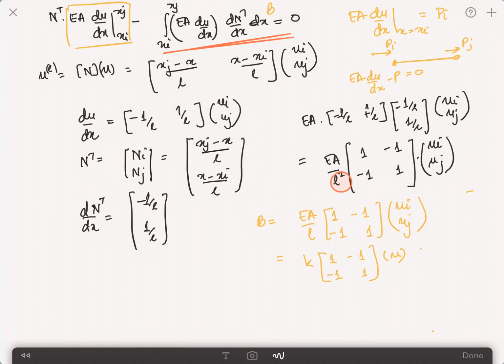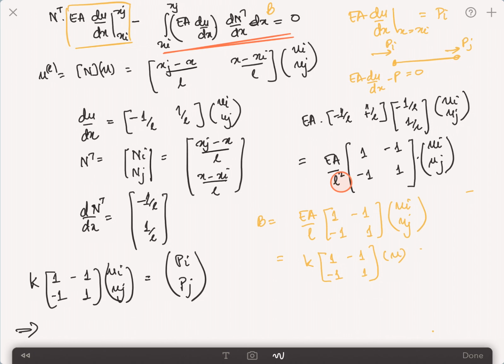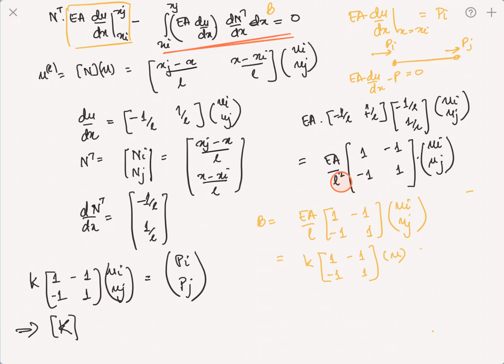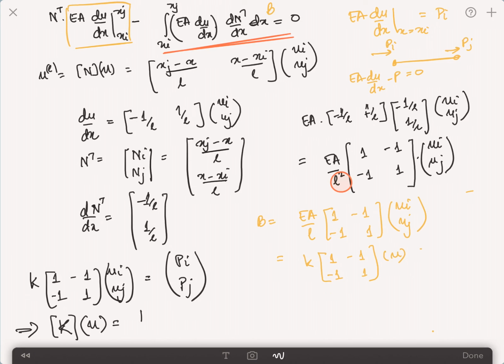So ultimately your equation will, I'm going to switch back to the black color, look like K times [1 minus 1; minus 1 1] times Ui Uj is equal to Pi Pj. And this is very, very similar to the relation that we have been working out so far for equilibrium in a finite element analysis.